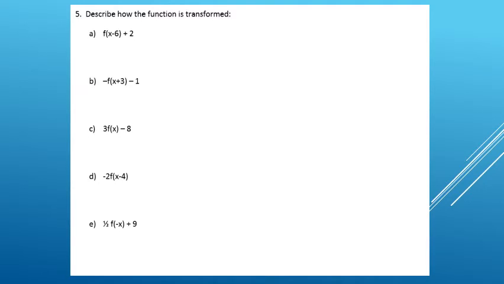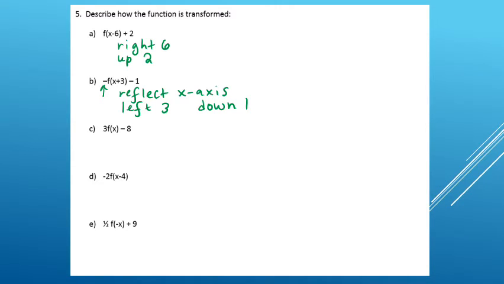Now let's practice describing how this function is being transformed. So when I take away 6 from x, that's going to move it right 6. And when I add 2 at the end, that causes it to move up 2. On b, when I put this negative in front of the f, I'm causing it to reflect over the x-axis. The plus 3 is causing my x values to move to the left 3. And then my minus 1 is causing my entire function to move down 1.